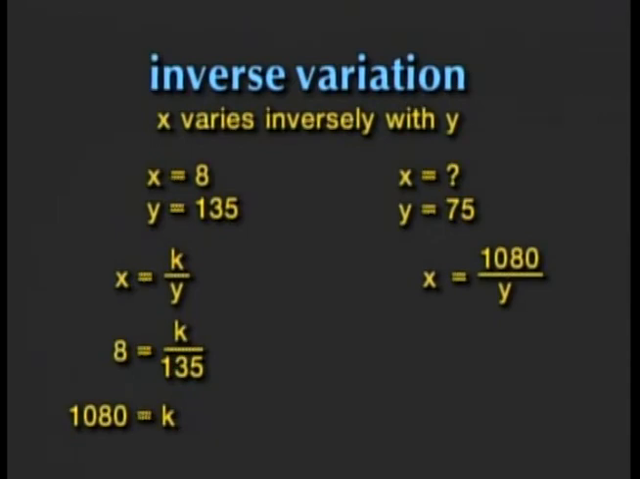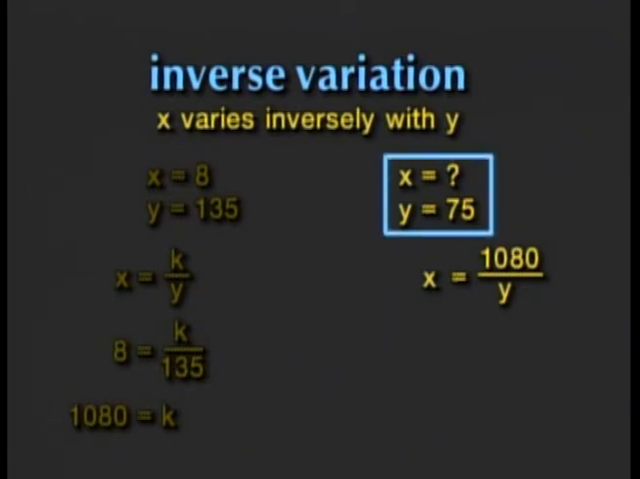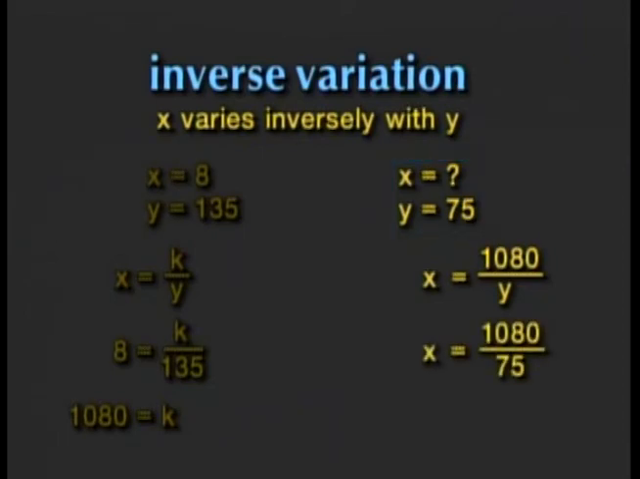Now substitute 1080 for K. The specific formula is X equals 1080 over Y. Now we can use this formula to find X when Y is 75. Substitute 75 for Y. Divide. X is 14.4.